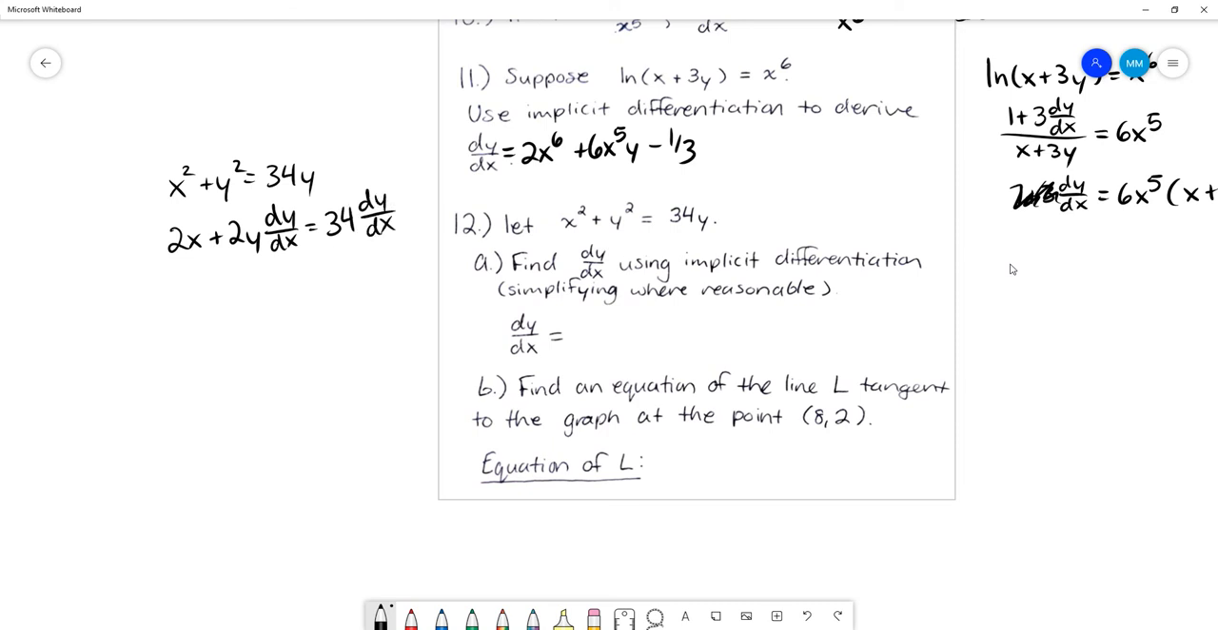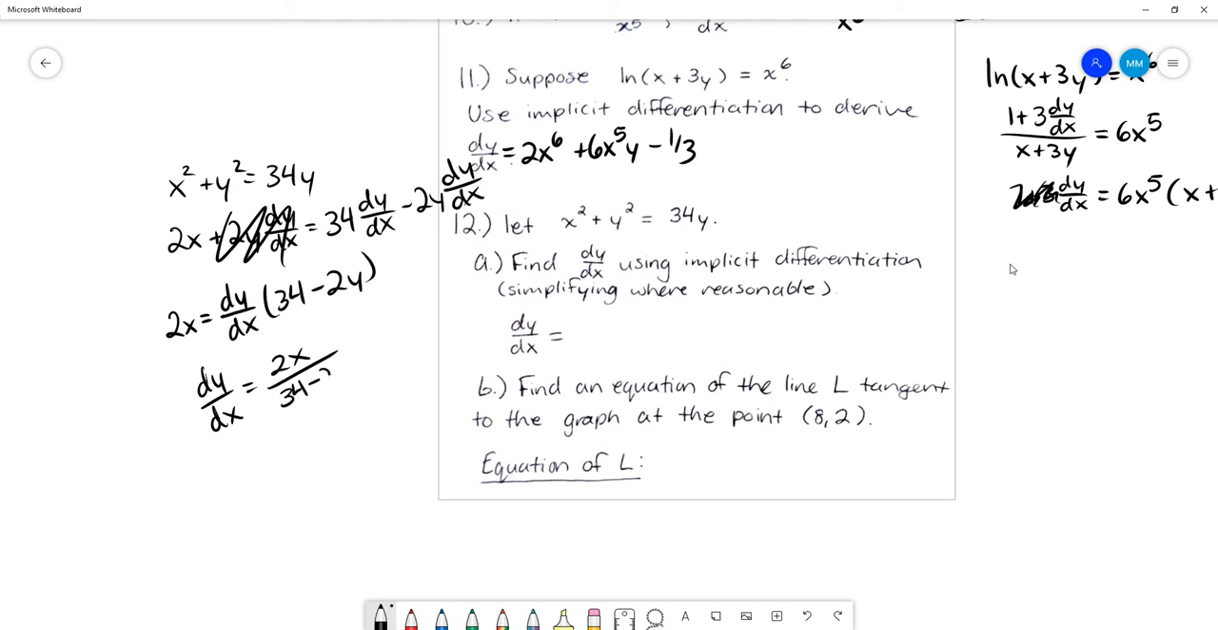This might look confusing just because we've got two dy/dx's, but that's not a big deal. We just want to put them on the same side. So I'm going to subtract this from both sides so that I've got all my dy/dx's on the same side. And now 2x equals, and I'm going to factor out the dy/dx, so dy/dx times 34 minus 2y. Now to get dy/dx by itself, it's really simple. We just divide both sides by this. So dy/dx equals 2x divided by 34 minus 2y. And I see I can factor out a 2, so I'm just going to do x over 17 minus y.